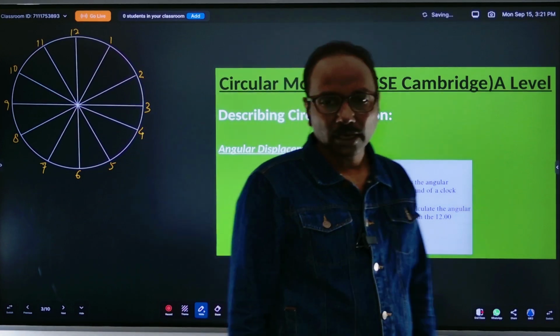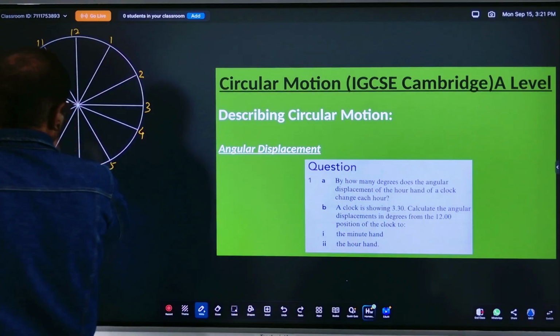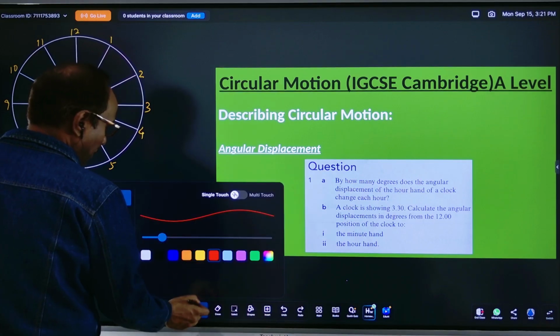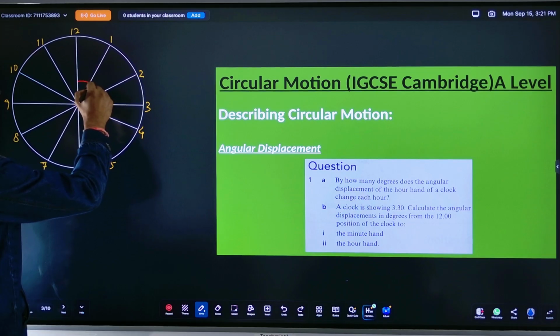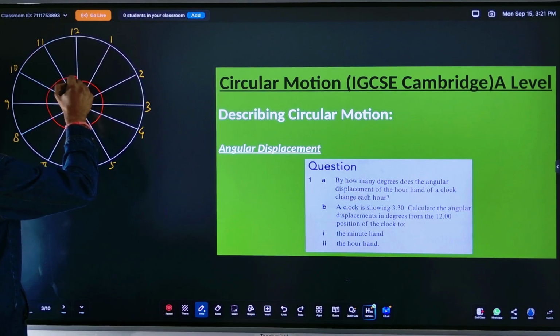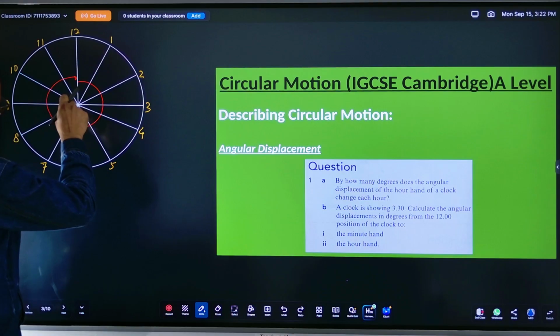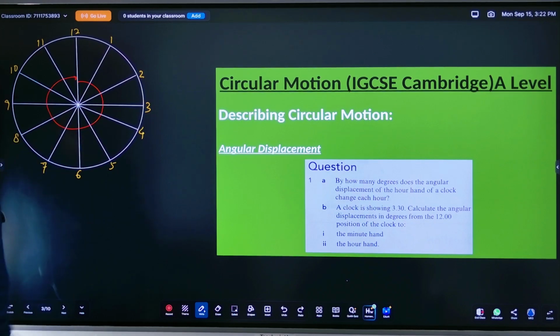So how much is the angle during a complete rotation? Means from this point, if you take a complete rotation, so how much angle is getting subtended at the center? It is 360 degree.